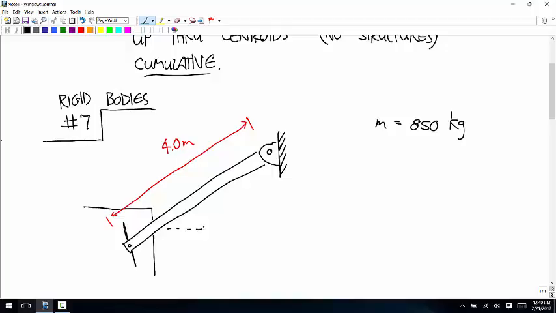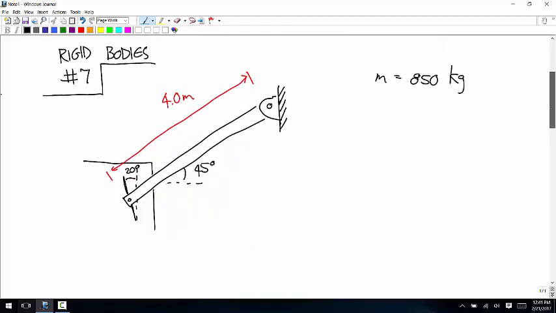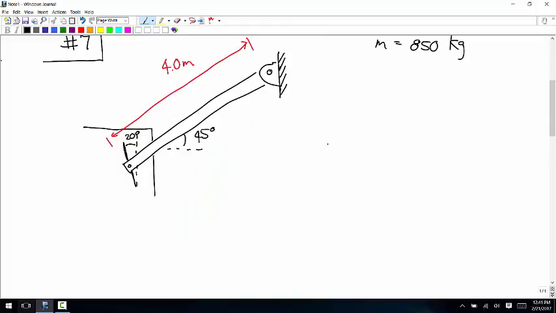This angle is 45 degrees. And this angle is 20 degrees. And we want to calculate the reactions. So a free body diagram of the beam. We have the weight, so that's 850 times 9.81.